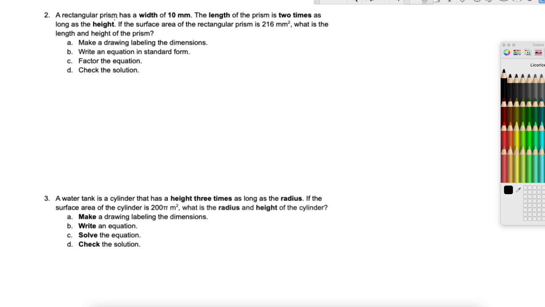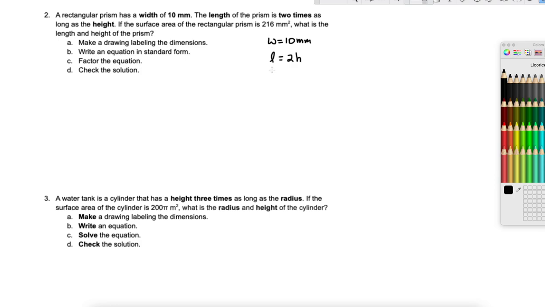We have a rectangular prism with a width of 10. Alright, so I've got a width of 10 millimeters. The length of the prism is 2 times as long as the height. The length is 2 times the height. Okay, so if the height were to be 3, 2 times 3 would be 6. The length would be that. If the height were 5, then the length would be 10.